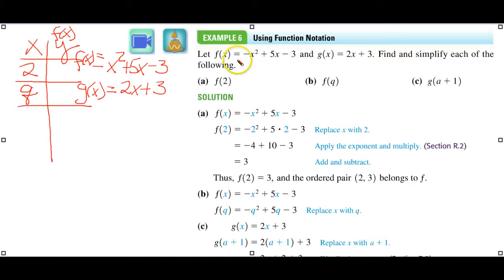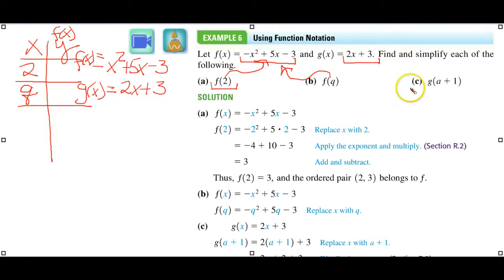So they started us off easy, and now they're giving us some more challenging items. Part of it is to understand what they're asking. Here they're saying let f of x equal this function, but then they're also showing g of x is this function. So for the f function, we would put the 2 where the x is in there, and later we're going to put a q wherever the x is. And they show this substitution down here.